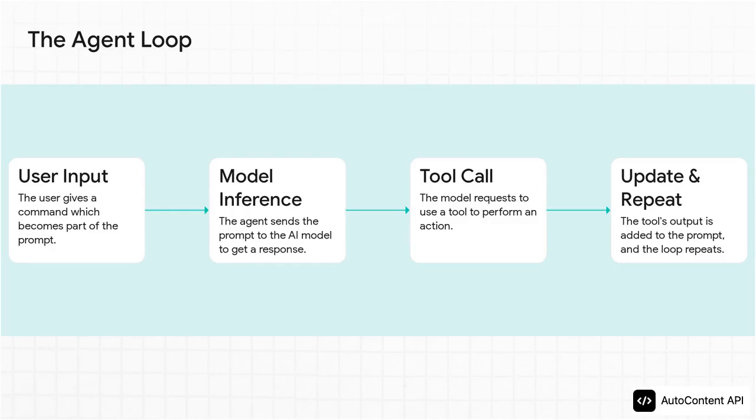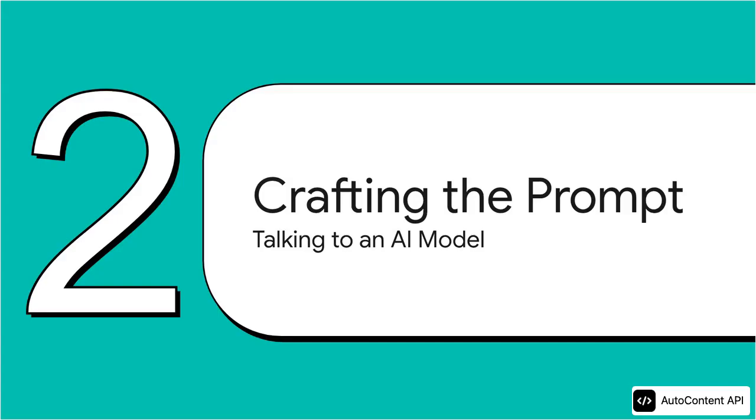Second, the agent takes that, packages it into a really detailed prompt, and sends it to the AI model for inference. That's just the fancy word for the thinking part. Third, the model decides, should I answer directly, or do I need to use a tool, like maybe run a command in the terminal? And fourth, if it used a tool, the output from that tool gets added to the conversation history, and the whole loop starts all over again. This entire cycle, by the way, is called a turn, and a big task might take a whole bunch of turns to finish.